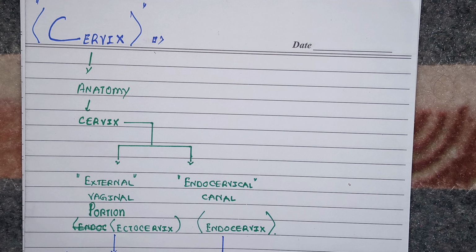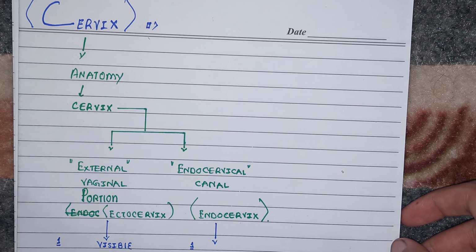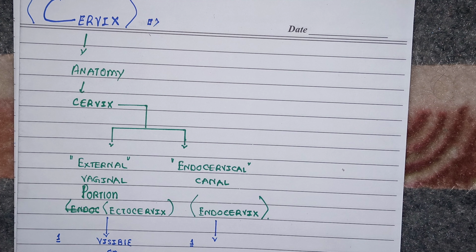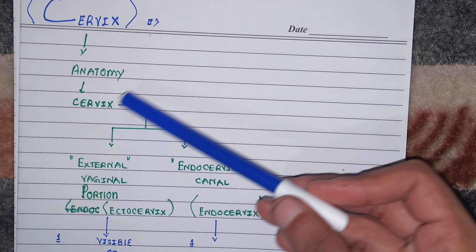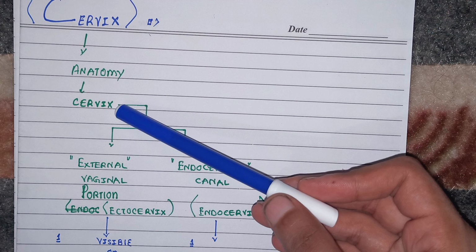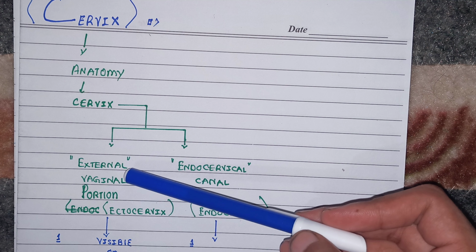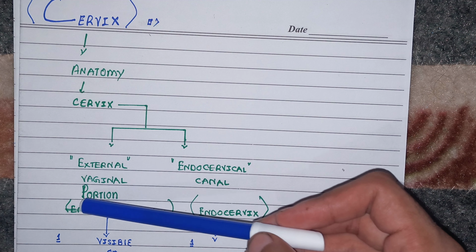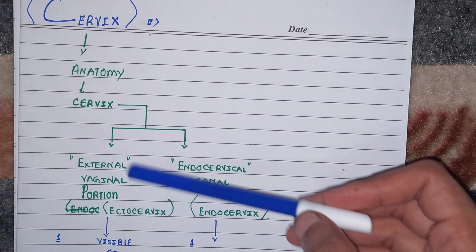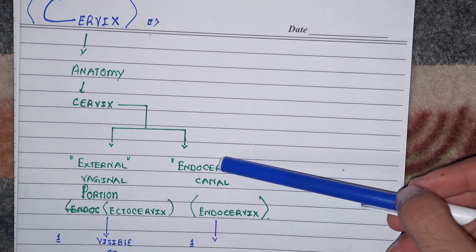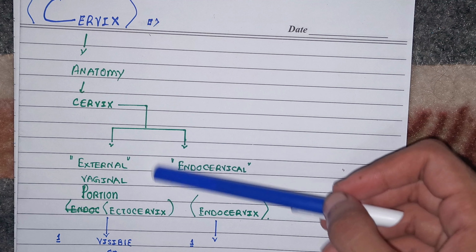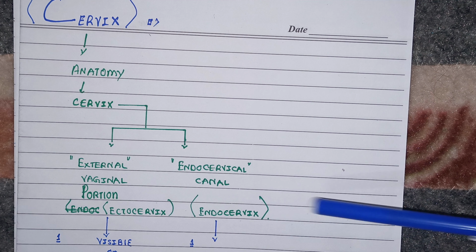Okay, beta, I'll show you the pictures to have better understanding, but you first see here that cervix has got two portions. It is the structure just below the endometrium, and the cervix has got two components. The one is a little structure that is the external vaginal portion, that is called ectocervix, and the above the proximal portion is the endocervical canal, that is also called endocervix.